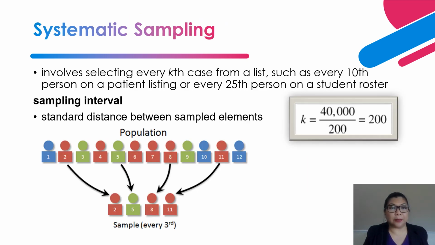So systematic sampling involves selecting every case from a list, such as every 10th person on a patient list or every 25th in a student roster. So for example, in this illustration, every third person will be included in the sample. Okay, so this is usually the formula used. So for example, this is the total accessible population, and this is the sample size you wanted. So your interval would be around every 200th person. So there's a systematic way to determine the people in your sample.